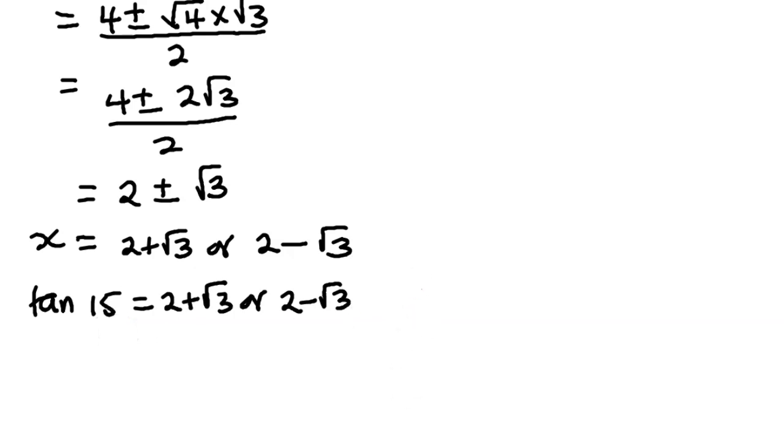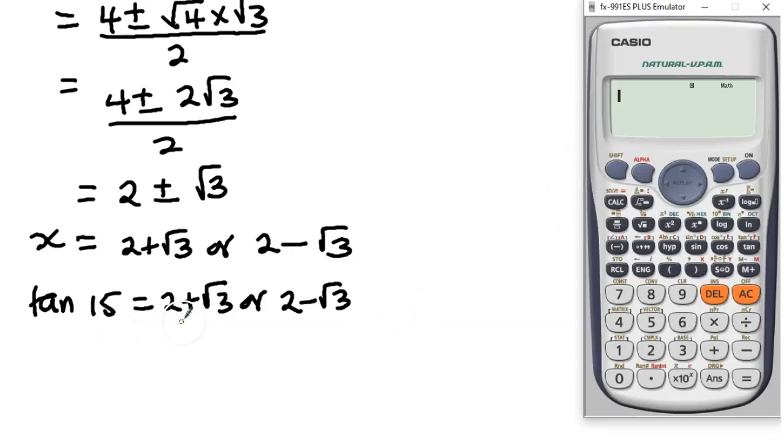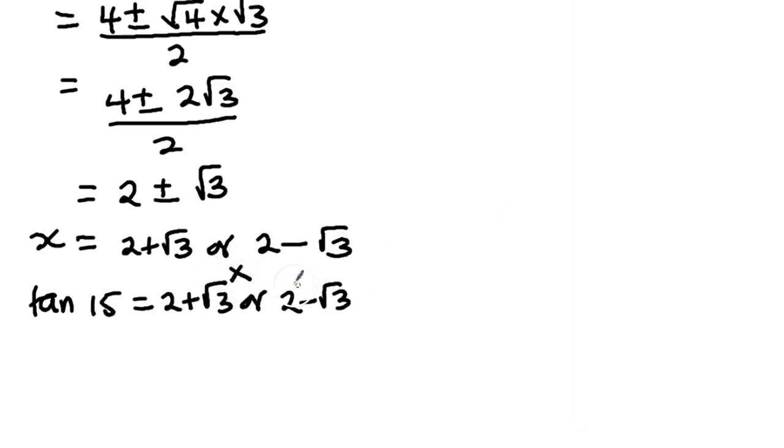So I have a calculator here. So first let's check 2 plus root 3. So shift tan inverse of 2 plus root 3. This is giving us 75, which means that 2 plus root 3 will not be the answer. So therefore, tan 15 is equal to 2 minus root 3.